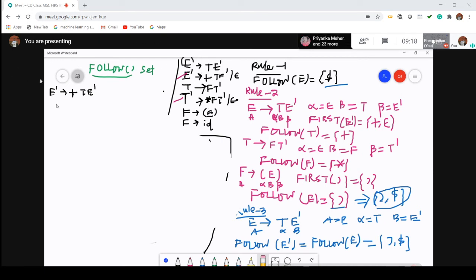Now you can write like this: the first value equal to A, this value equal to alpha, this value equal to B, and this value equal to beta. I think it is clear to all of you. So A, alpha, B, beta. Now what is the value of alpha? Alpha equal to plus, B equal to T, and beta equal to E dash.